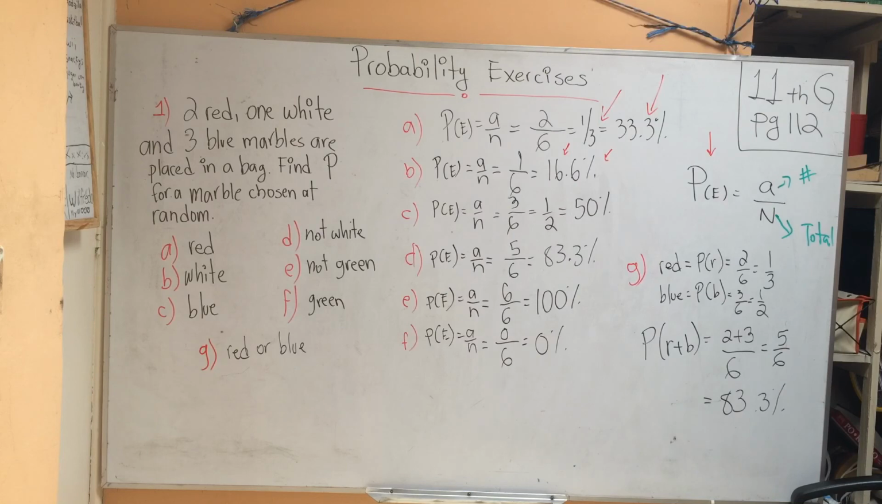So, let's review. Everything comes from the formula, the probability of an event. This formula, for any given event, given that we have the options and that it's random, is A, the number of results that we are looking for, and N is the total number of results that we can have. In this case, we have 2 red marbles, 1 white, 3 blue marbles, so the total number of options is 6.